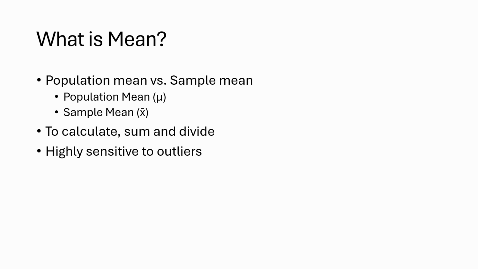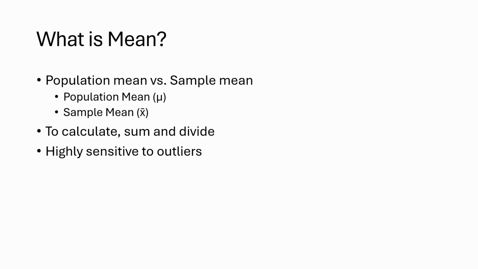According to Josh Starmer's 2019 video, Calculating the Mean, Variance, and Standard Deviation, clearly explained, the difference between the sample mean and the population mean is whether the average represents the average of a subset of the data, or a sample of the population, or whether this average represents the average of the entire population.